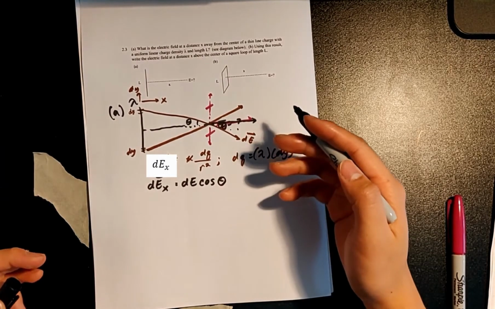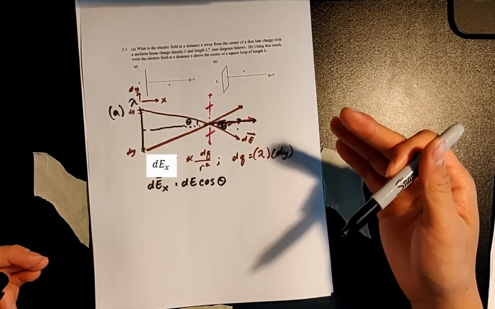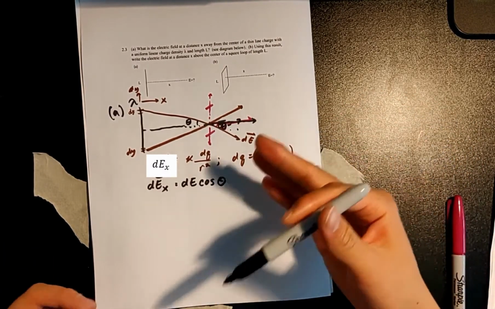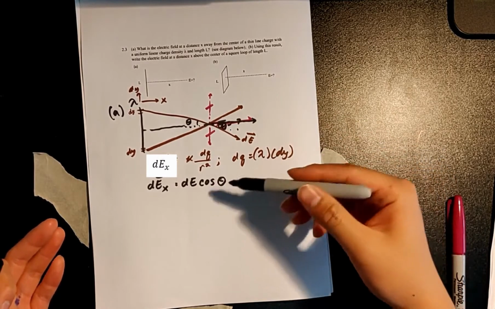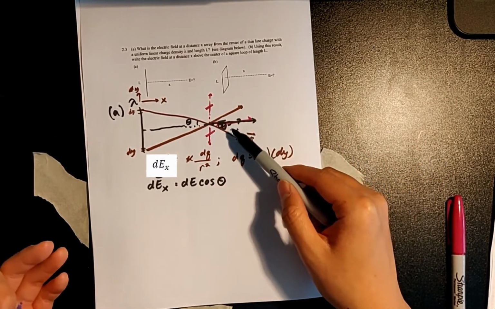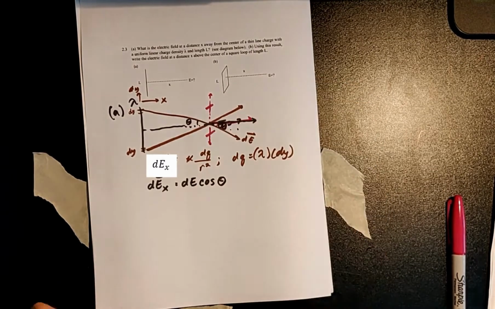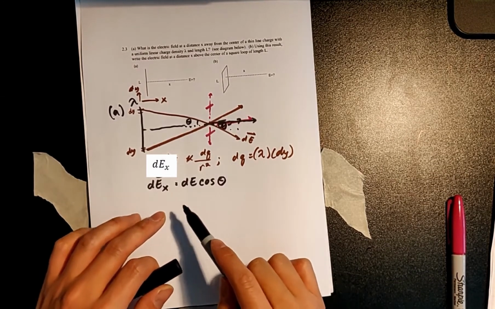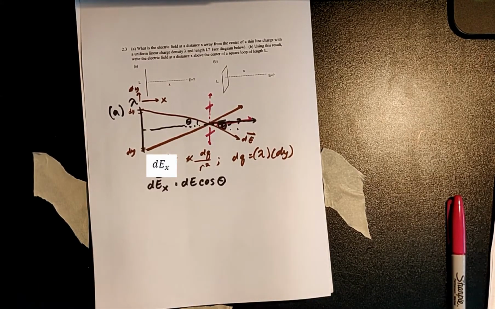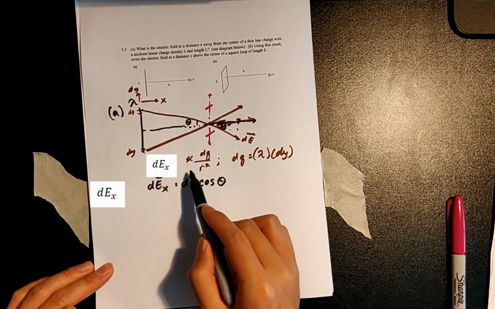So just to reiterate, our y components cancel out, so all we are interested in is the x component. To find the x component, we need to figure out if it's cosine or sine, and to figure that out we look at the angle, and I decided that this is my theta, so that means my x is going to be cosine. So dEx, the x component of our dE, is going to be dE times cosine theta. So next, I'll simply plug in what we have here.